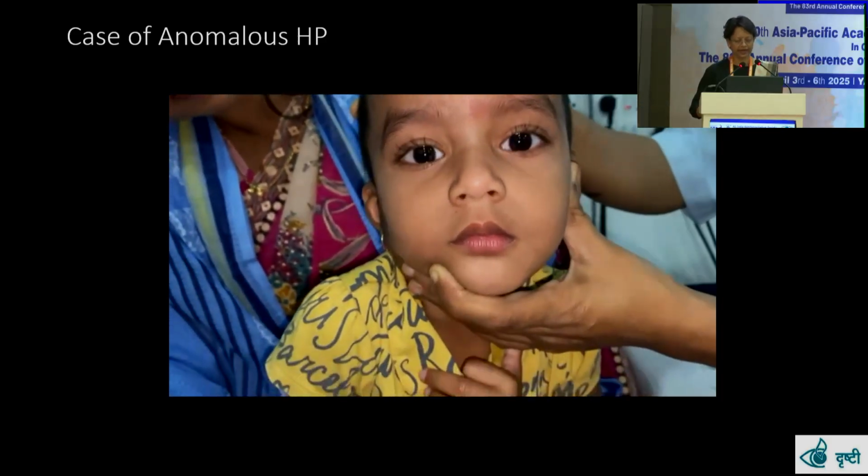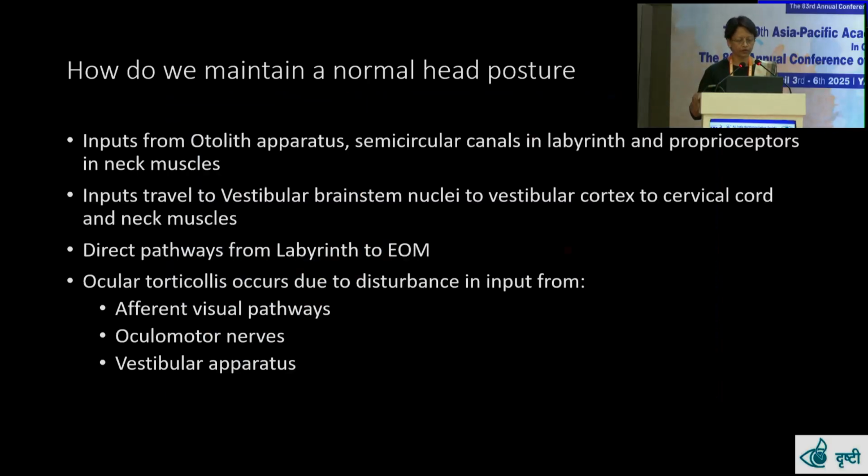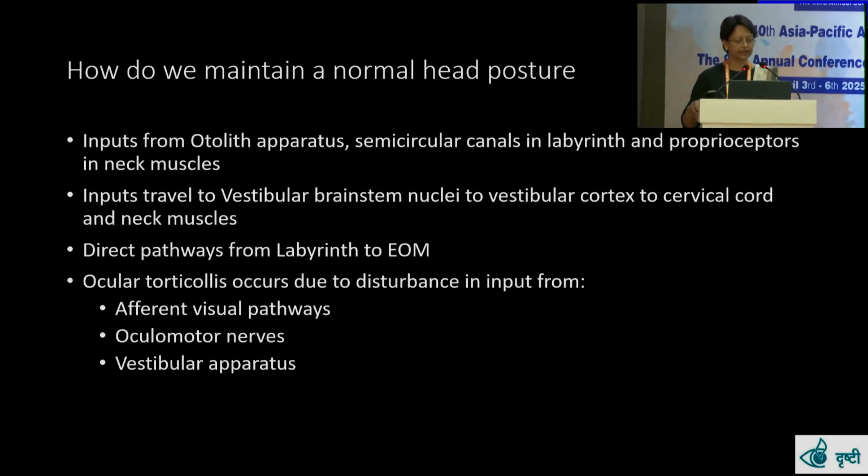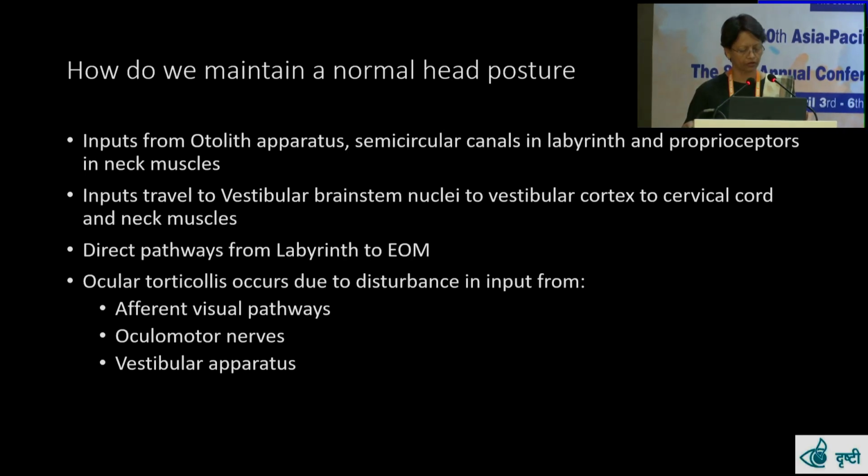So, cracking a head posture, we need to put on our thinking cap. How do we maintain the normal head posture? It is due to inputs from the otolith apparatus, semicircular canals in the labyrinth, and proprioceptors in the neck muscle. Inputs travel to the vestibular brainstem nuclei, to the vestibular cortex, to the cervical cord and the neck muscles. There are also direct pathways from the labyrinth to the extraocular muscles. Ocular torticollis occurs due to disturbance in input from afferent visual pathways, oculomotor nerves, and the vestibular apparatus.